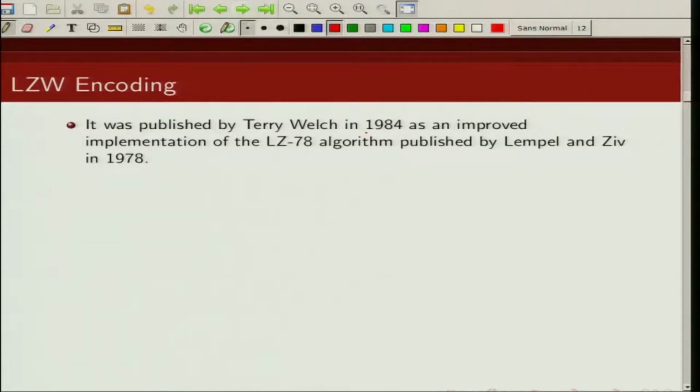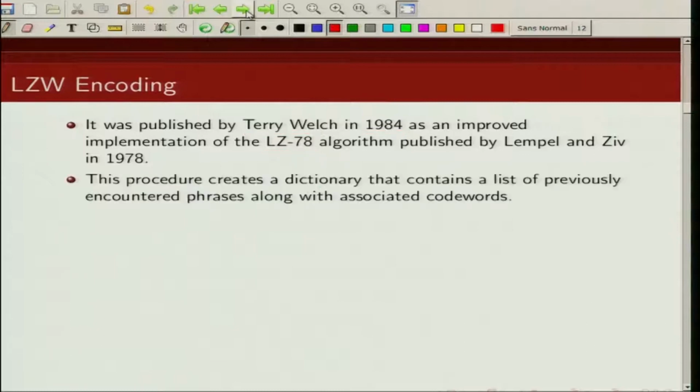So in 1984, Terry Welch published an improved implementation of Lempel-Ziv 78 algorithm, which was published by Lempel-Ziv in 1978, and we are going to talk about this algorithm. So in this algorithm, we create a dictionary that contains a list of previously encountered phrases along with their associated code word. So we are going to create a dictionary of previously encountered phrases and we'll put them in the dictionary.